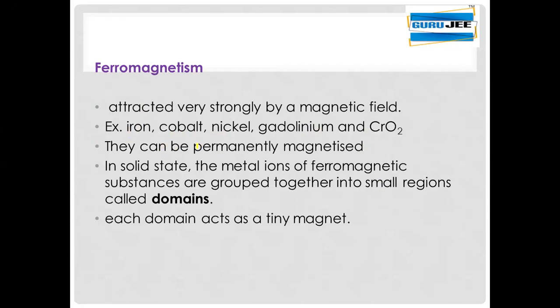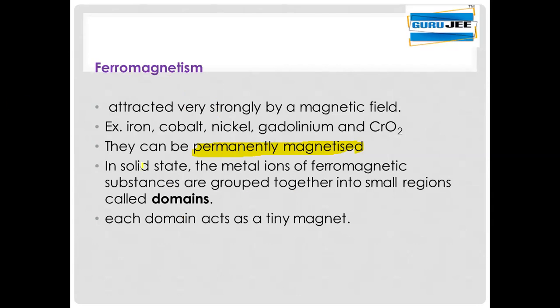Also, these ferromagnetic substances can be permanently magnetized. It is very important. Paramagnetic substances, the first one, are temporarily magnetized. When we remove the magnetic field, they lose their magnetic property. But in ferromagnetism, they can be permanently magnetized. That means if we place a magnetic field near this ferromagnetic substance, they get magnetized, and even if we remove the magnetic field, they can sustain their magnetic properties. That means it can be permanently magnetized.